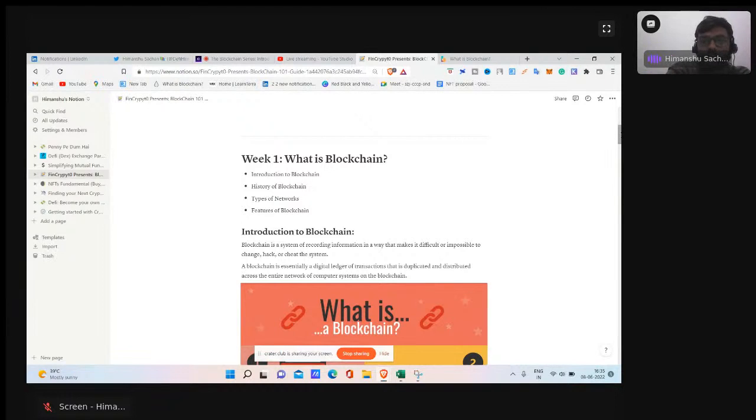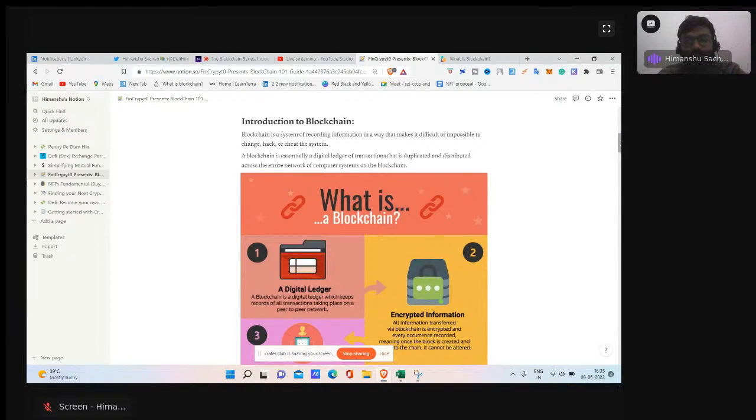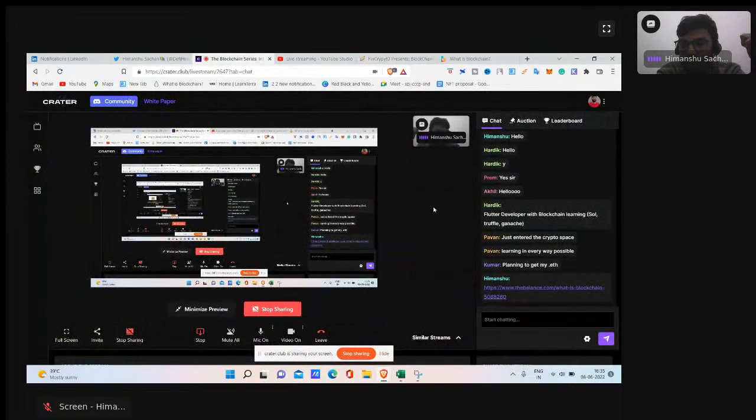We'll try to understand what exactly the blockchain is so that we get a fair idea about the blockchain space. So we'll try to understand the basic version of the blockchain. Cool. So this is the one thing that we are going to talk about today in simple language.